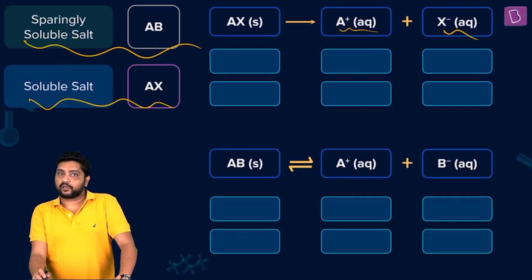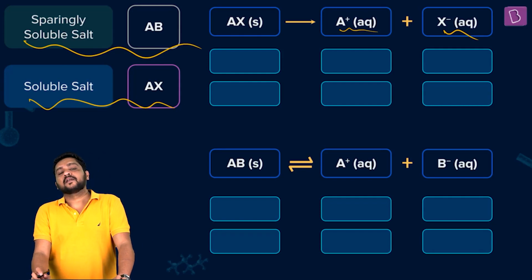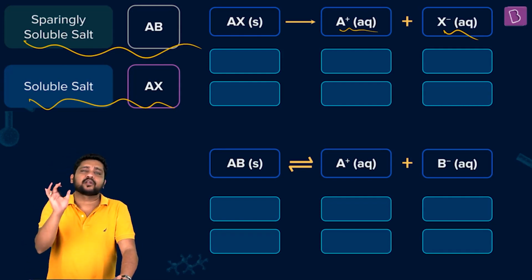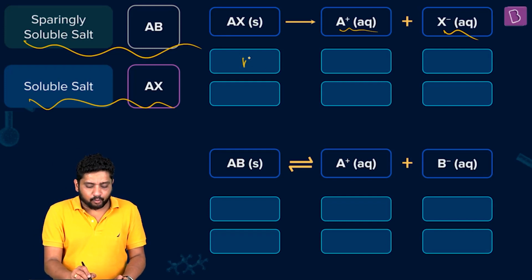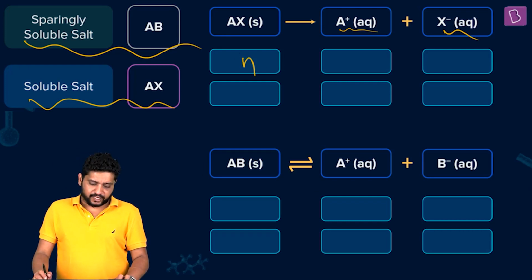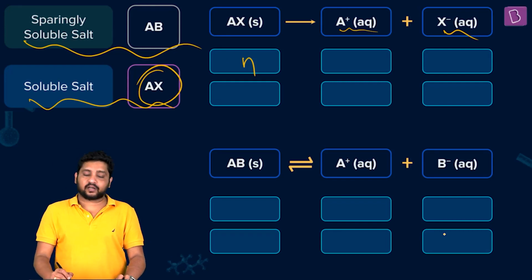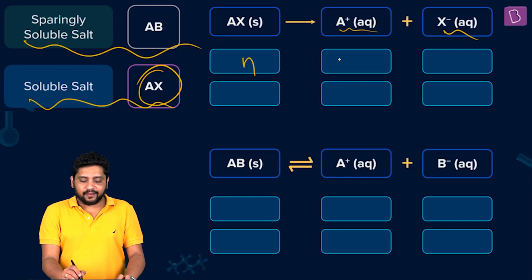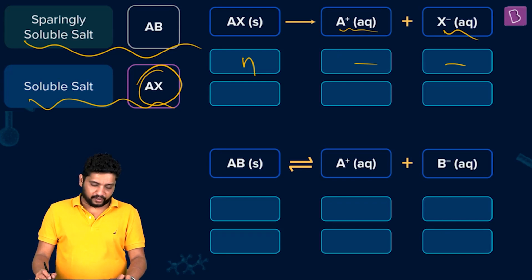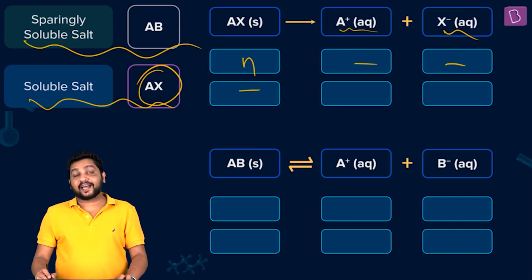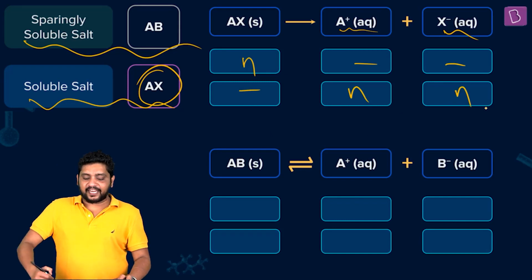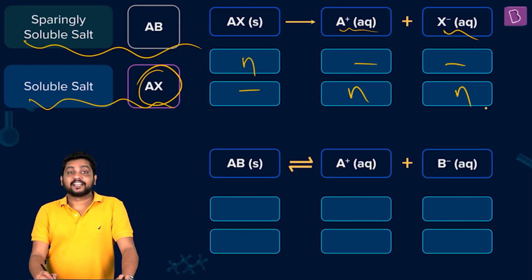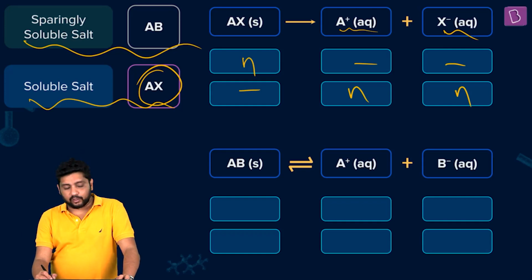What do you mean by a soluble salt? A soluble salt would mean that there is a high possibility that whatever amount you add will probably get dissolved. So if you take some n moles of this AX, which is a soluble salt, initially A plus X minus is not there. The n moles are going to entirely dissociate and go into solution, and we'll get n moles of A plus and n moles of X minus. This is what happens in a soluble salt.